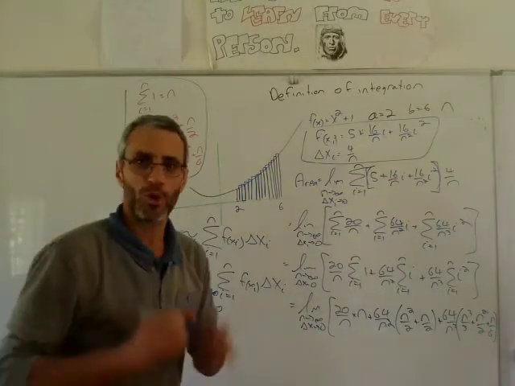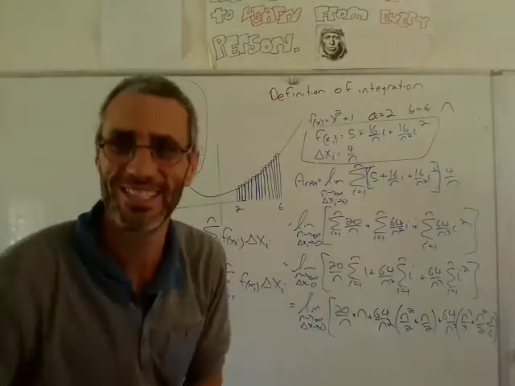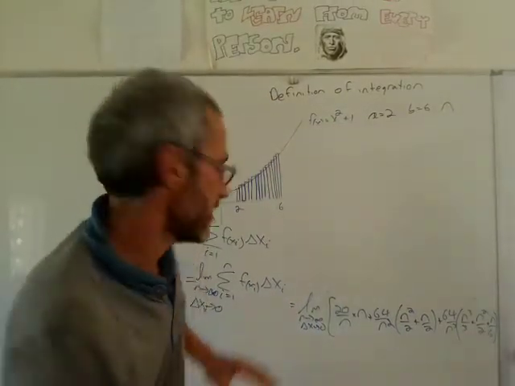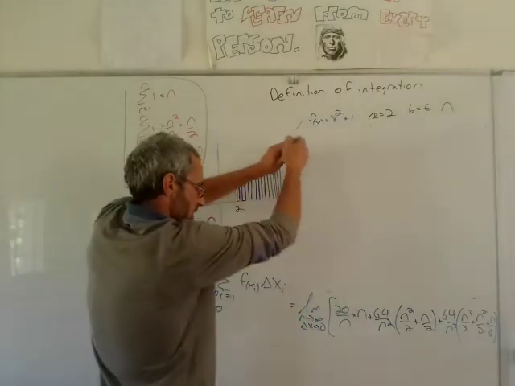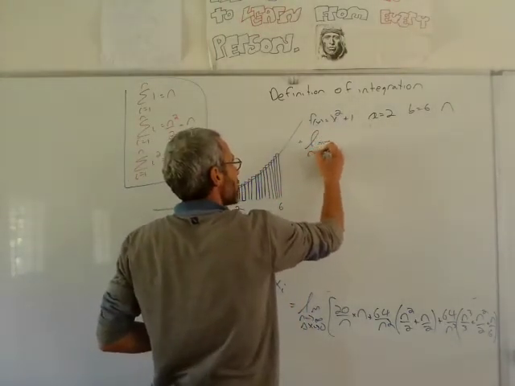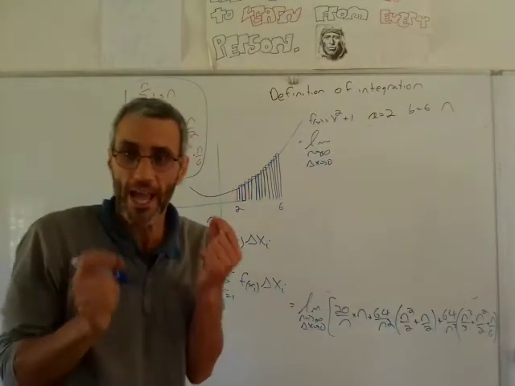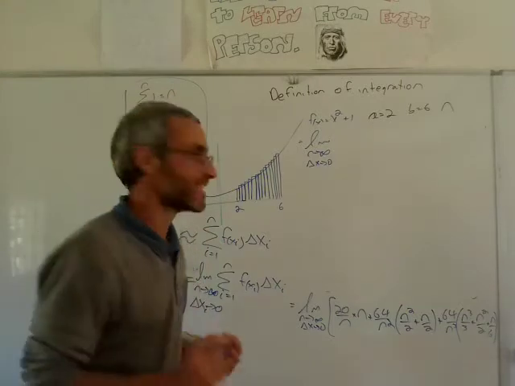Good. Okay, I'm going to pause here, make some space. Okay, carrying on calculating the area. We're taking the limit, n approaches infinity, delta x approaches 0. So we're actually calculating the exact area for once.